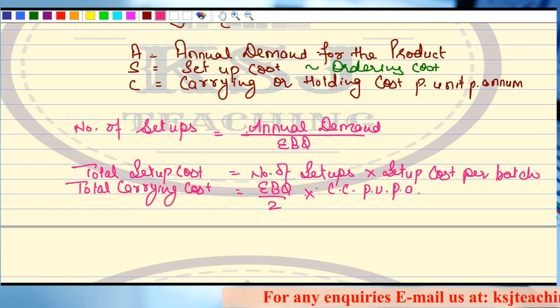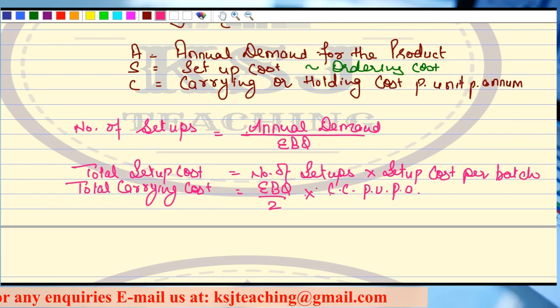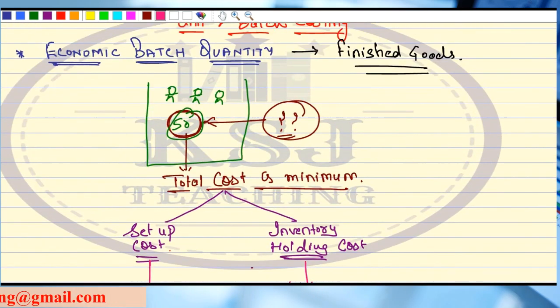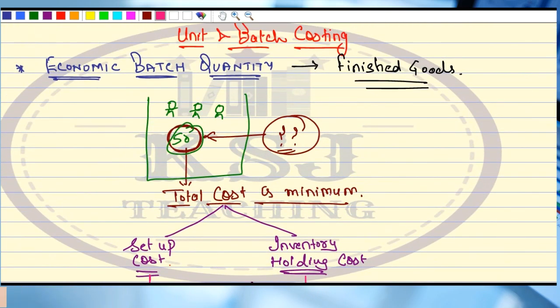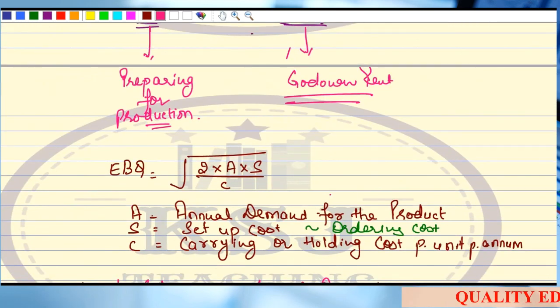So all these concepts remain the same as we have already covered in material costing, the economic order quantity. The only difference is that there we talked about the raw material and here we are talking about the finished good. There we used to take the ordering cost because the raw material we are going to gather from outside, we are going to order from outside.